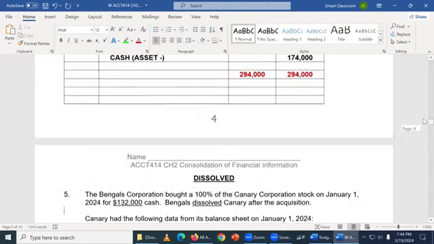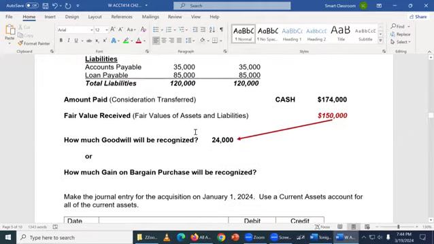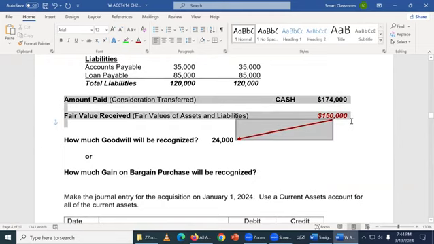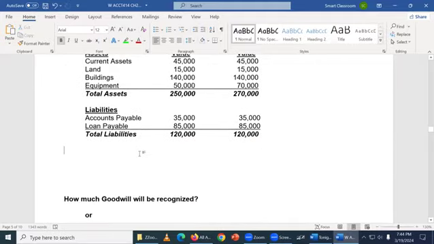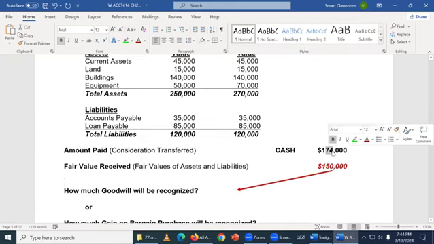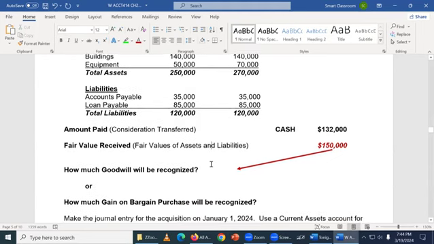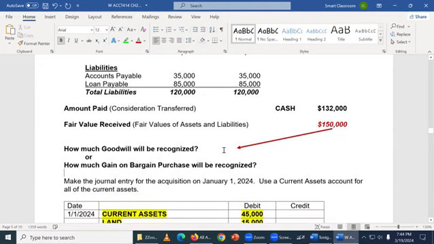Everything's the same except they bought it for 132. So they bought it for 132,000. They got 150,000 worth of assets. So what are we gonna do with that one? Yep. Good.